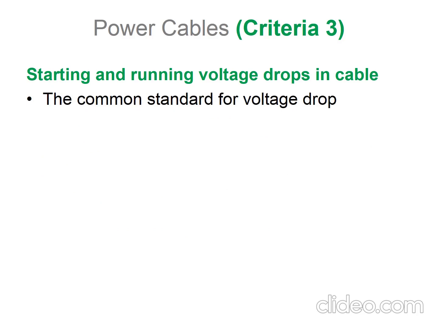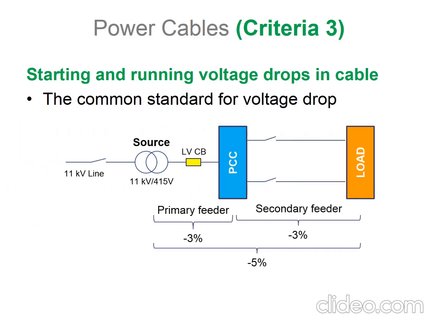Next is the common standard for voltage drop. Here is the schematic for a three-phase system. Incoming from the TNB is an 11 kV line. The transformer steps down to 415 V three-phase. Then there is the LV circuit breaker, which connects to the controller, and from the controller to the load.